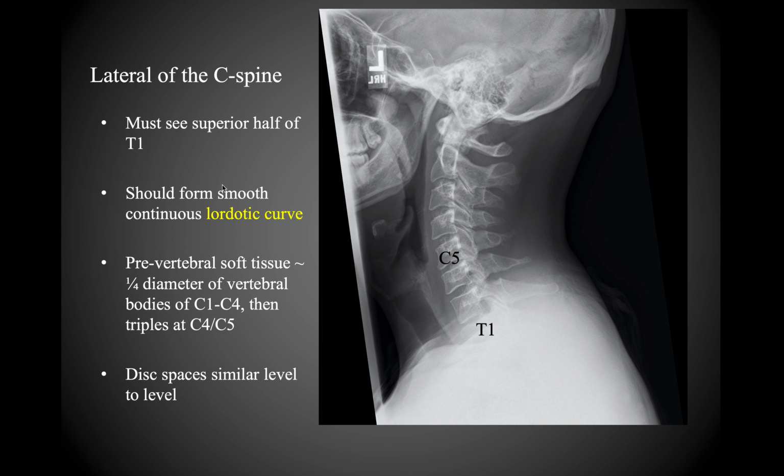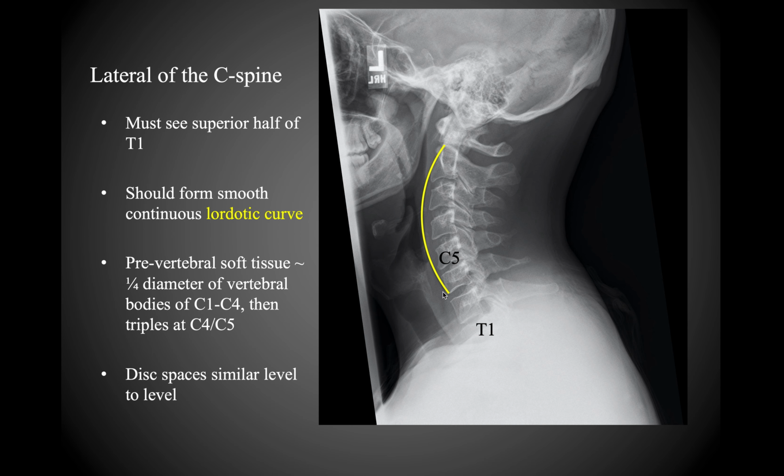So now looking at a lateral view of the C-spine, so of the cervical spine, generally you're going to be able to see the superior border of T1, so you want to keep an eye out for that. That's usually going to be the lowest of the vertebrae that you can make out on a lateral C-spine view. And then you should also notice a smooth continuous lordotic curve traveling along the C-spine when you look at it from a lateral perspective. So that yellow line there represents that smooth continuous lordotic curve that you should expect to see.